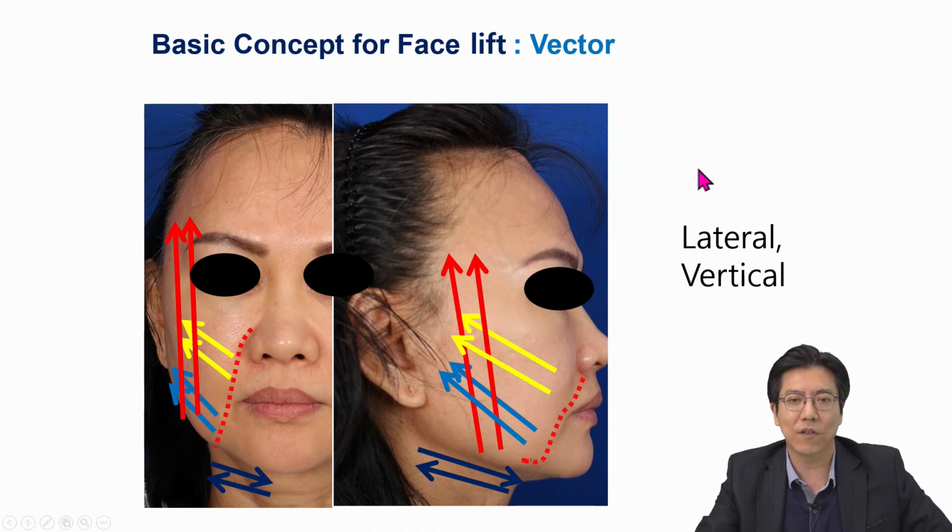There are two vectors for facelift. They are the lateral and vertical vectors. Lateral vector lifting improves the nasolabial fold and marionette line. The vertical vector lifting can improve sagging jowl. So please remember these two important vectors for facelift.